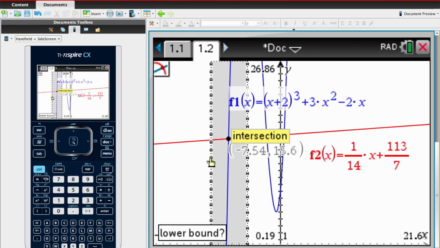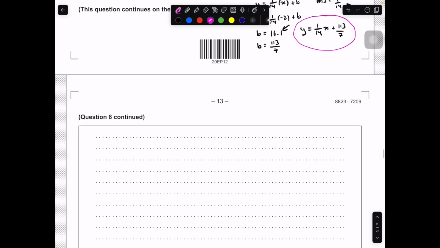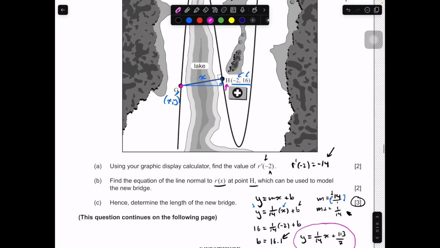And here, one shouldn't be dismayed that it's not a very nice decimal. So we've got a coordinate point, which is fantastic. So let's go back to the document, and let's put those values in. So we've got a point. We've got another point right here. And that point is, going to clear up some space. That point is negative 7.54 and 15.6. Okay, good.